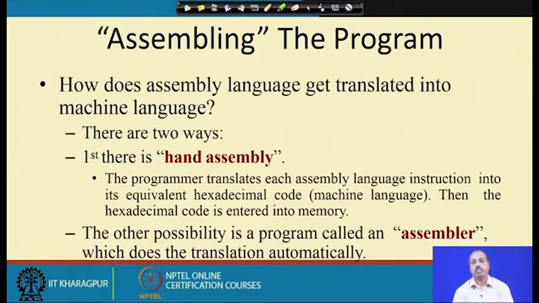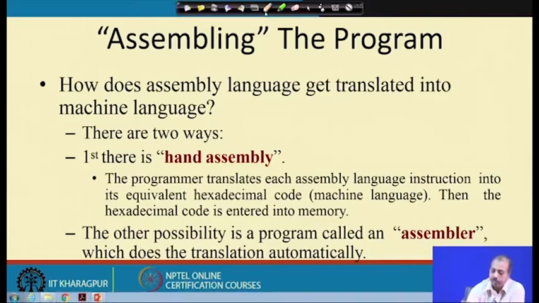For simple processors like 8085, it is possible to do a hand assembly and get the assembly language program translated into machine language. The other option is that we have an assembler. An assembler is a tool that can translate an assembly language program into a machine language program.